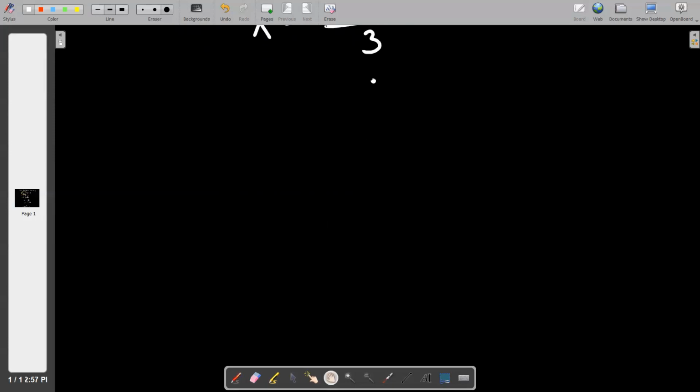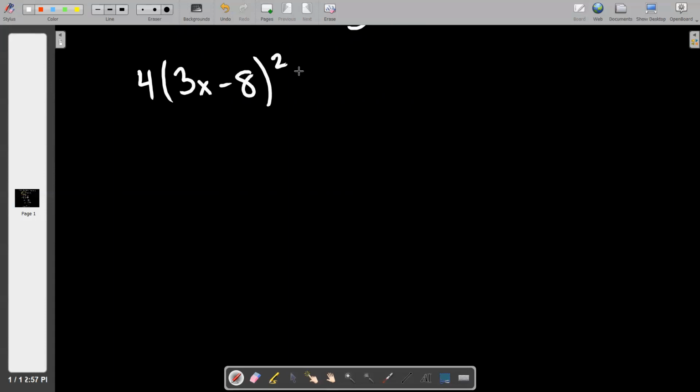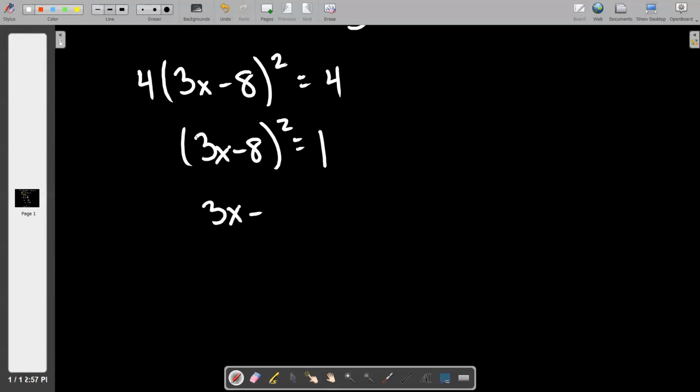So example number 3 is 4 times the quantity 3x minus 8, squared, equals 4. Divide by 4, and we're left with the power equals 1. Yep, 4 divided by 4 is 1. And then we're ready to do the thing, square root both sides. And so when I root the left, I get 3x minus 8. And when I root the right, I just instinctively put positive, negative.